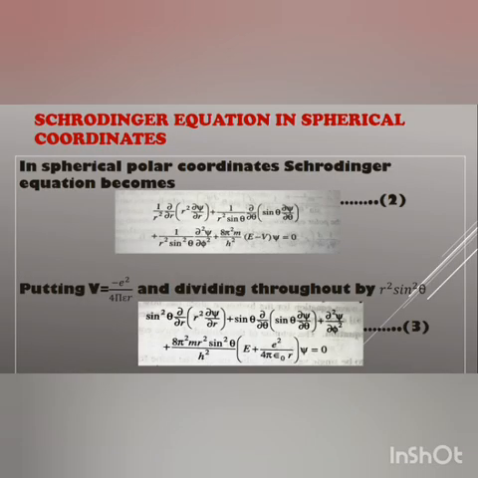In the same equation, when we put the value for the potential energy and also divide the equation throughout by r square sine square theta, what we get is sine square theta partial by partial r of r square partial psi by partial r plus sine theta partial by partial theta of sine theta partial psi by partial theta plus partial square psi by partial phi square plus 8 pi square m r square sine square theta by h square (E plus e square by 4 pi epsilon naught r) psi equals 0.